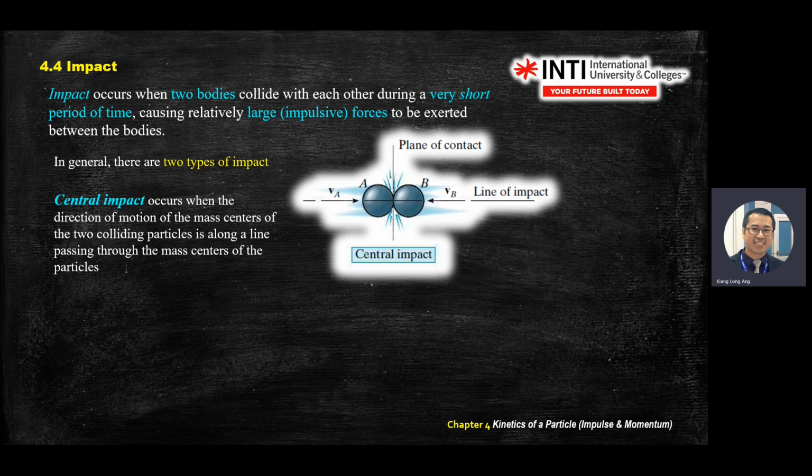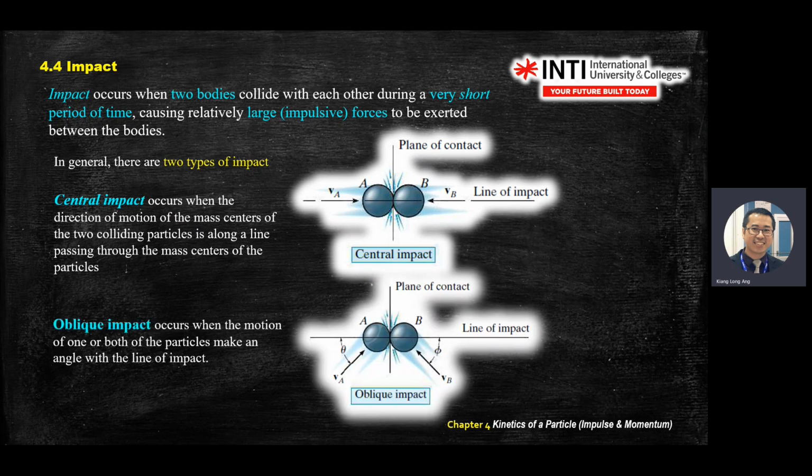One is called central impact, where the two bodies collide in the line of impact. We mean on a straight line or on the flat body, they move and then meet together. It's called central impact. So V_A refers to A, V_B refers to B. The other type of impact is called oblique impact.